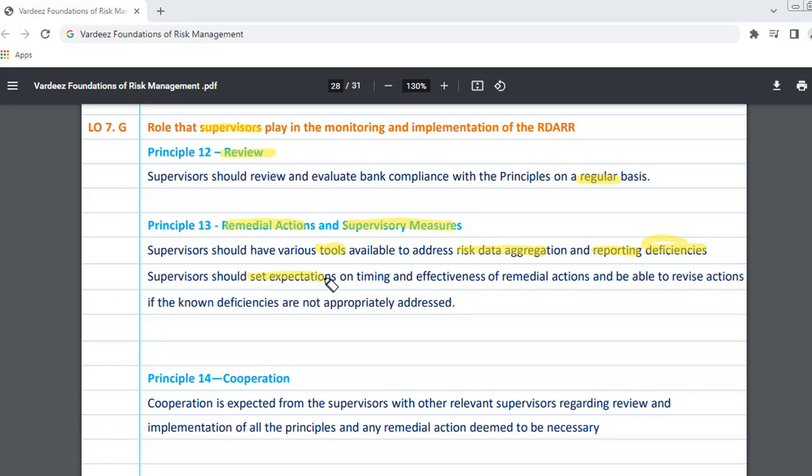Supervisors should set the expectations on timing and effectiveness of any remedial actions that need to be taken, and be able to revise actions if the known deficiencies are not appropriately addressed.